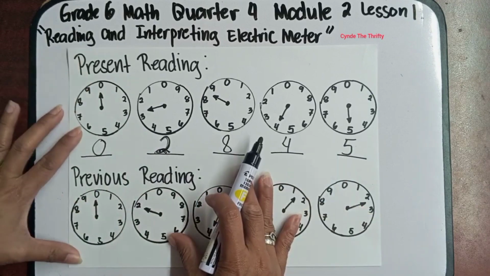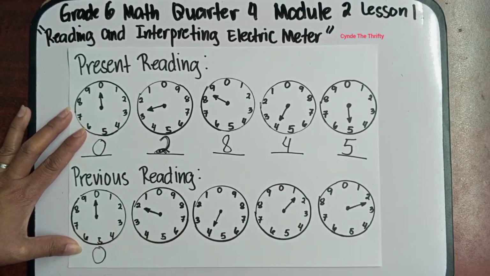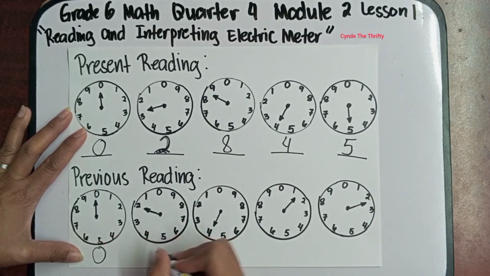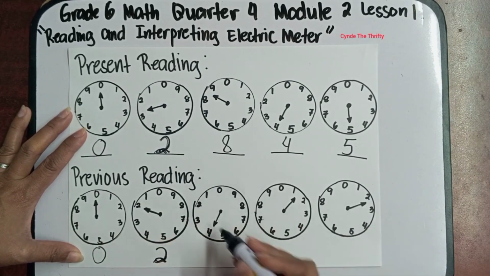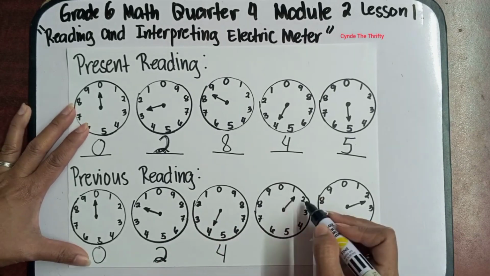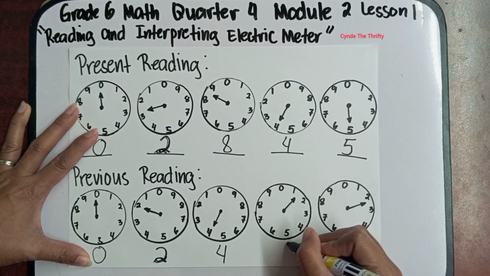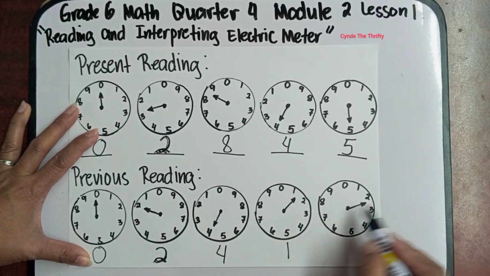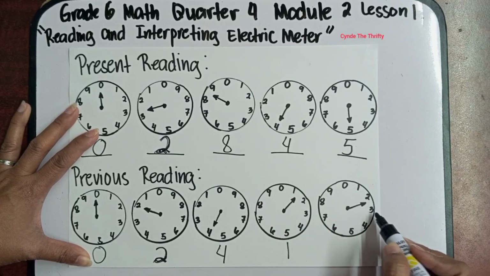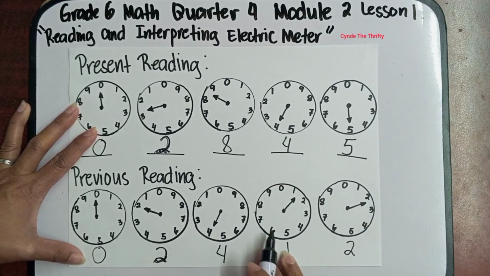Sa previous reading naman. So, ang previous reading natin is nasa 0 ang first dial. And then, ang second dial is nasa 2. And then, ang third dial is nasa 4. Ang fifth is between 1 and 2. And according to our rule, ang isusulat natin is ang maliit. So, 1 ang ilagay natin. And then, last is between 2 and 3. Again, ang isusulat natin ang maliit. So, 2 ang isulat natin. So, ang reading natin dito is 0, 2, 4, 1, 2.